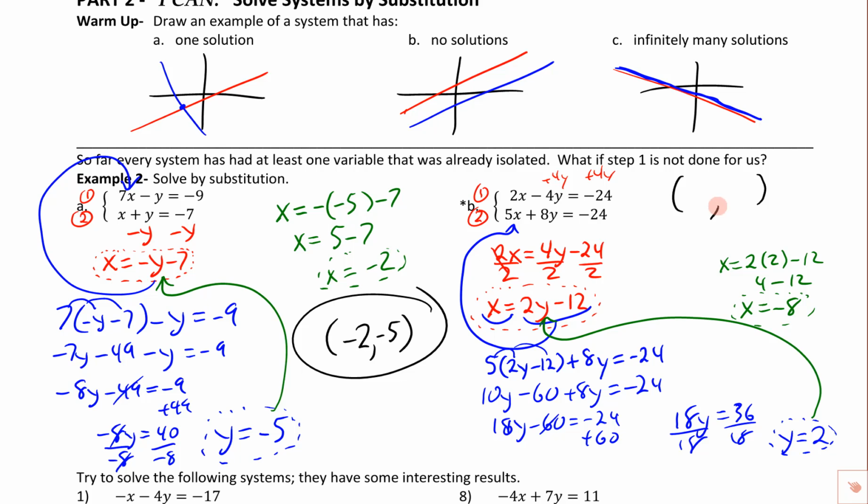Remember, we want to remind everybody, we know this is the point where the lines cross. The lines would cross at negative 8, comma 2. So I'm going to put a circle around that. We've got our answer there.